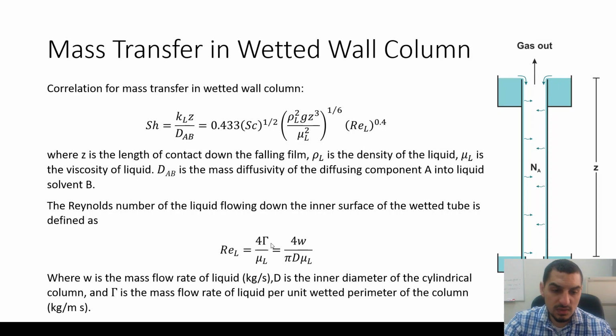So this is how we calculate the Reynolds number, and we use it to substitute in this equation to get the Sherwood number. So these are all the correlations that we need to know, and it gets clearer when we solve a problem. So this is going to be the topic of the next video, inshallah. So I'll see you then.